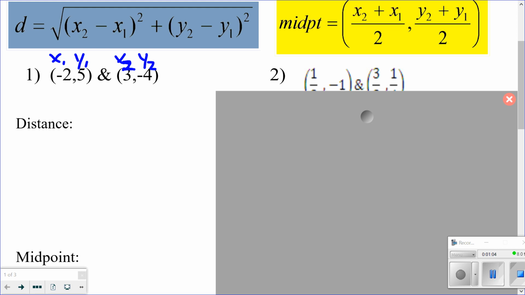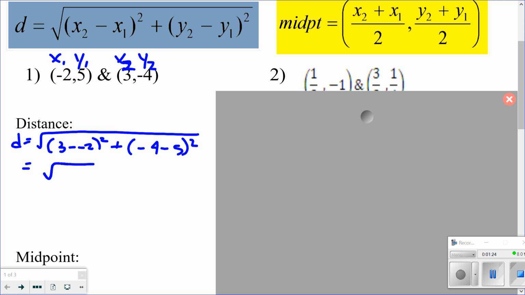Okay, starting off with the distance. So the distance is going to equal the difference of our x's. So x2 is 3 minus x1, which is a negative 2, quantity squared. And then y2 is a negative 4 minus y1, which is 5, quantity squared. And we're just going to clean this up. Minus a negative, of course, turns into positive, so this is 5 squared. And then we have a negative 9 squared.